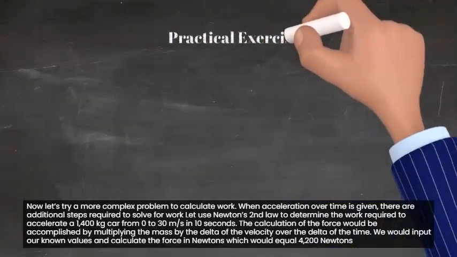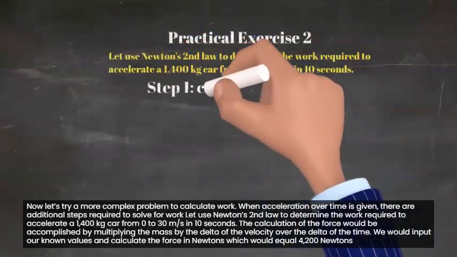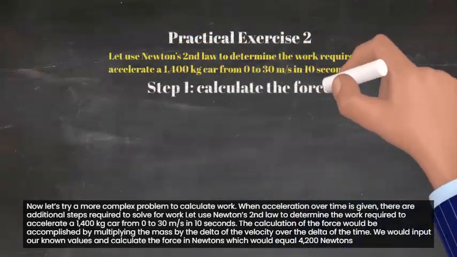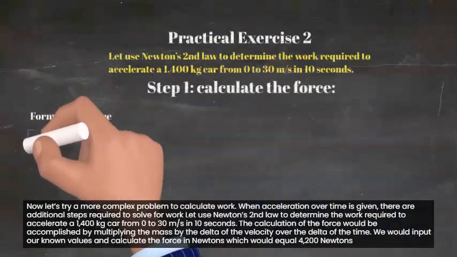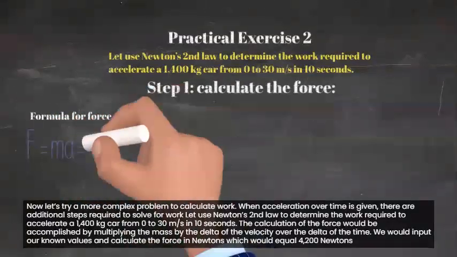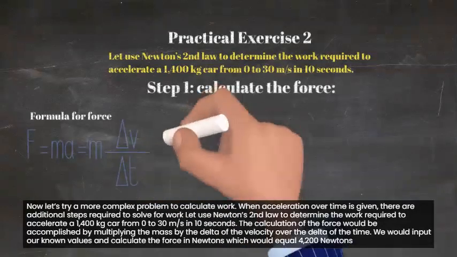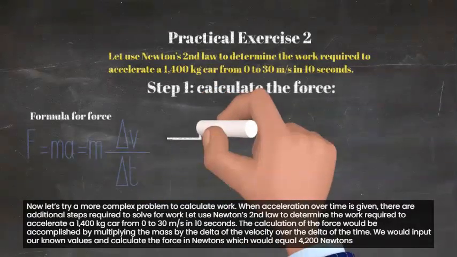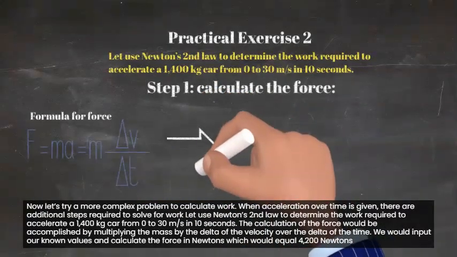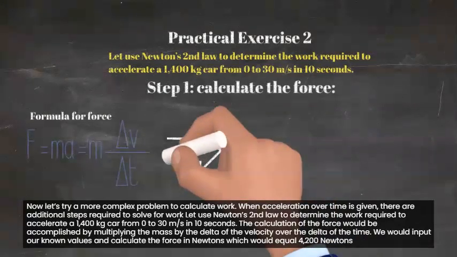Now let's try a more complex problem to calculate work. When acceleration over time is given, there are additional steps required to solve for work. Let's use Newton's second law to determine the work required to accelerate a 1,400 kilogram car from 0 to 30 meters per second in 10 seconds.